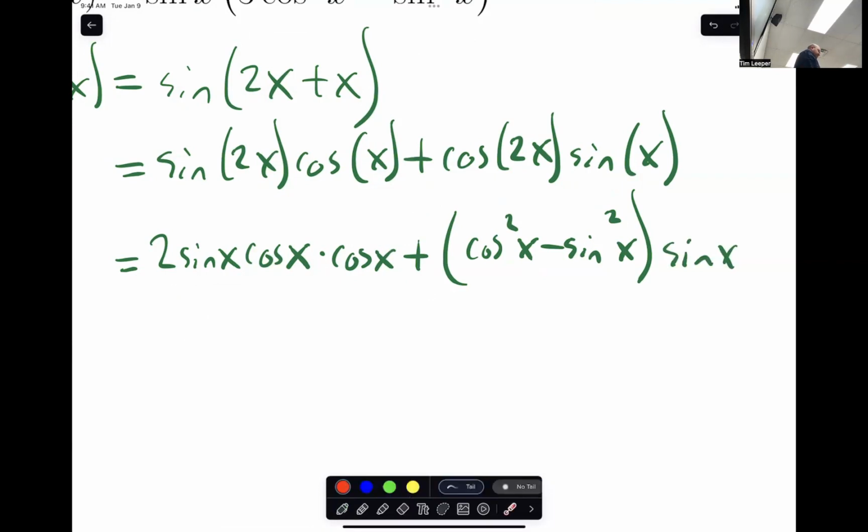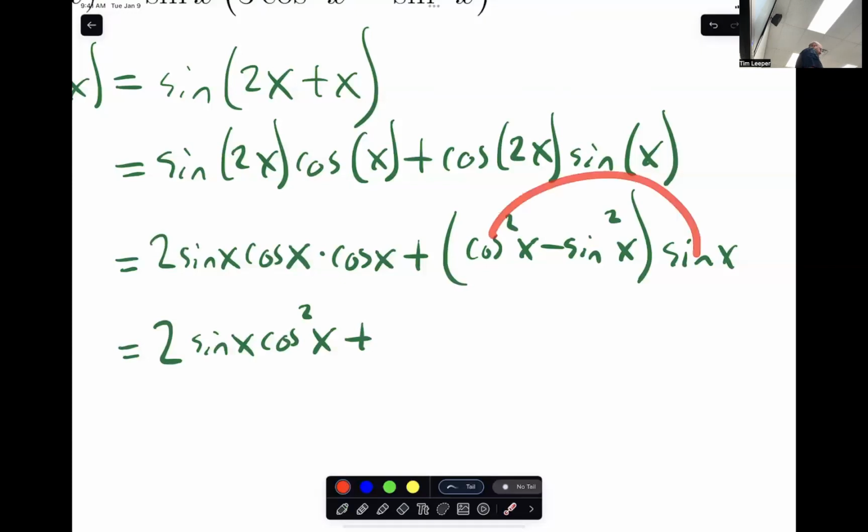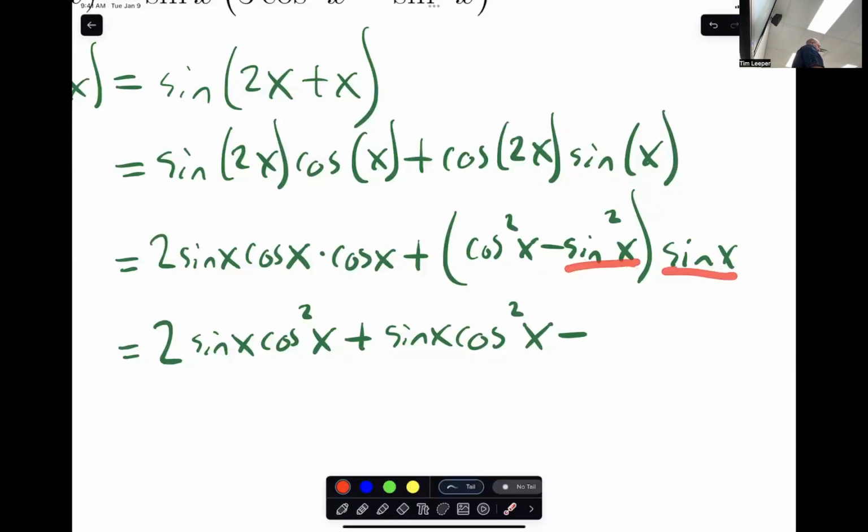Notice that I can combine the cosine times cosine as cosine squared there, and I can distribute the sine. When we do that, that's going to give me 2 sine of x cosine squared of x, plus, when I distribute the sine, sine times cosine squared, so sine of x times cosine squared of x. And then minus, and over here, sine squared times sine is sine cubed of x.